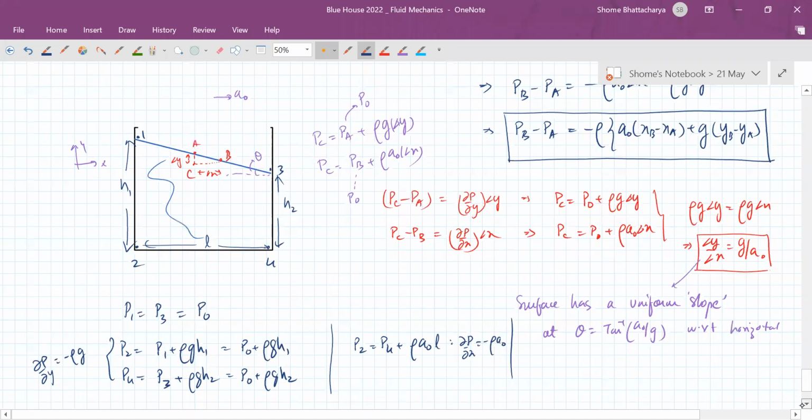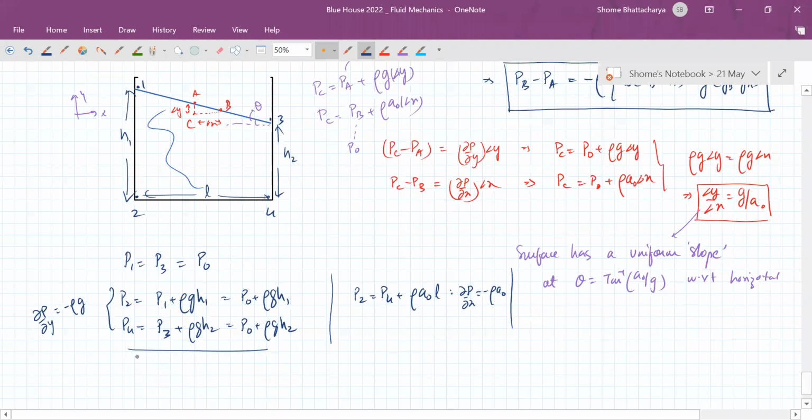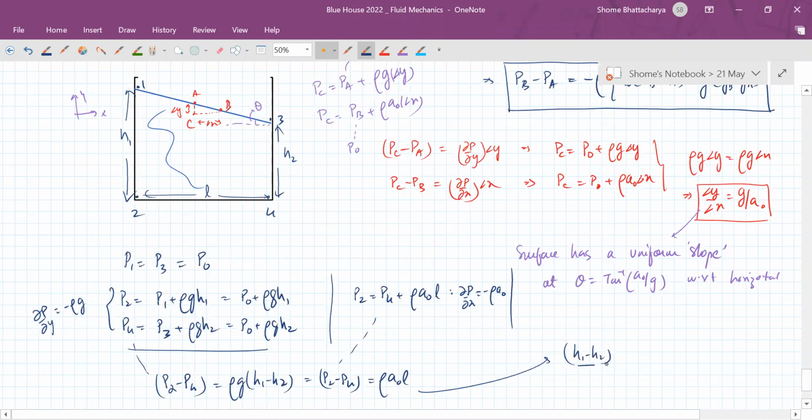So now we combine these two equations. So from here we can see again that (H1 minus H2) by L, which is tan theta, is equal to a naught by g. We can suggest this.